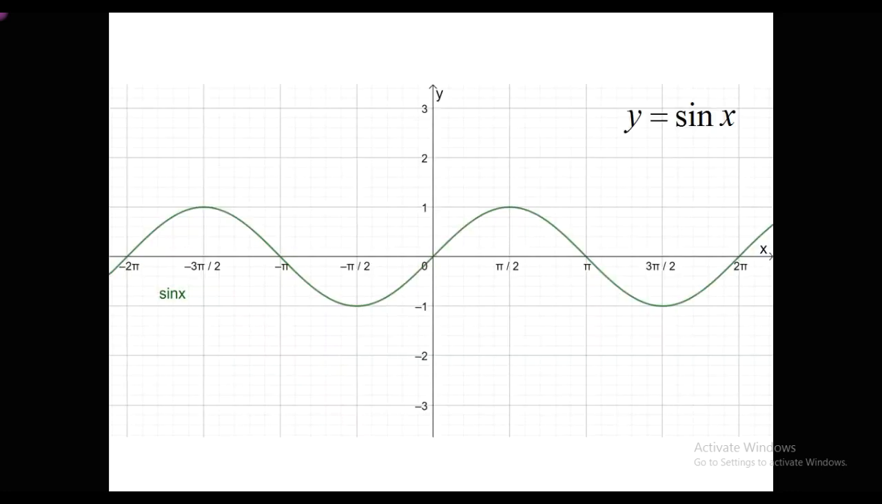Now see this. This is y is equal to sin x. Let me take you through this. Sine of 0 is 0, so when x is 0, y is 0. This is the point. Sine of pi by 2 is 1. Sine of pi is 0 again. So I have completed this graph using the values of sin x. This is the graph of sin x.